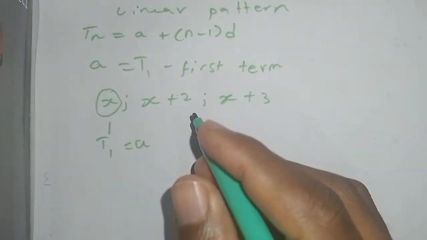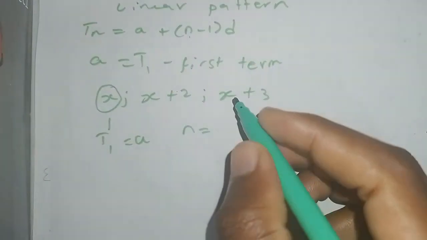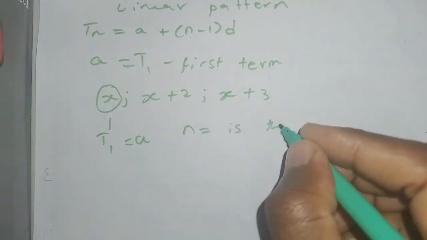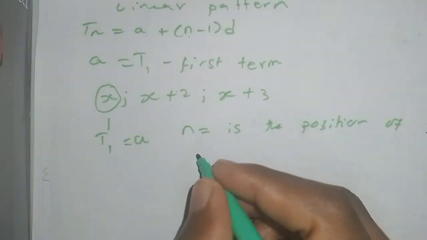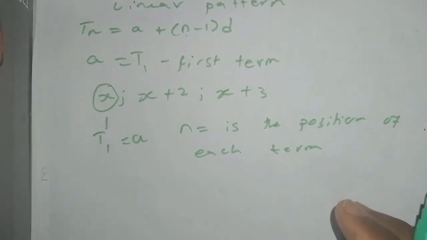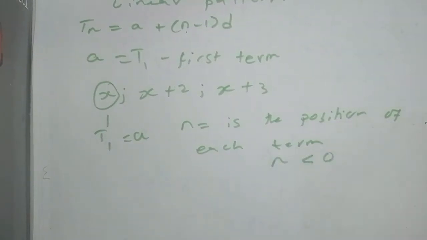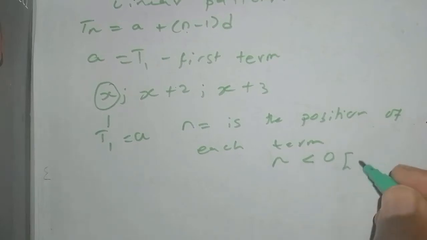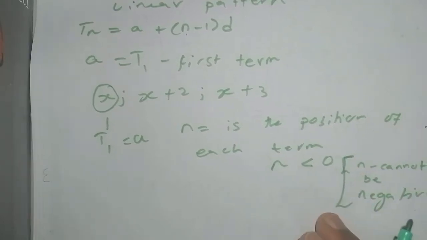Before we continue, what is n? It is the position of each term in a sequence, right? That is n, and n can never be less than 0, meaning n cannot be negative, right? n can never be negative, right?